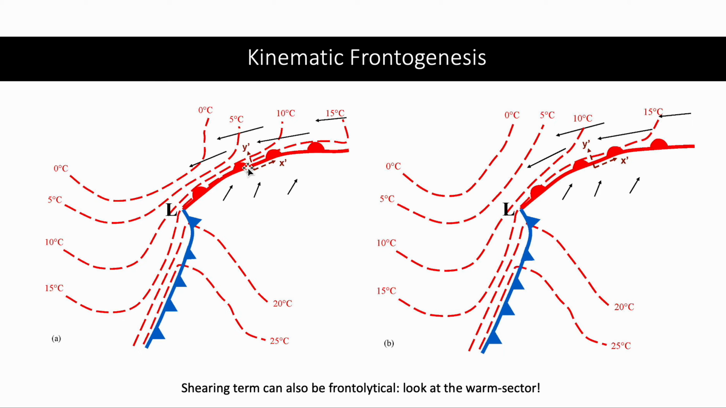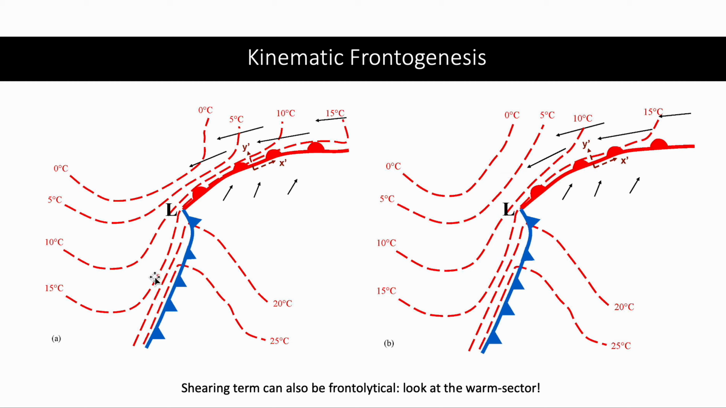Okay, and the winds along the front can also act in a frontolytical way. So they can also act to kill the front. So examine the warm sector over here, and imagine that you have some wind that is blowing in this direction and a wind that is blowing in this direction. Now the d theta dx now is doing the opposite, because here theta is decreasing, but here it is increasing.